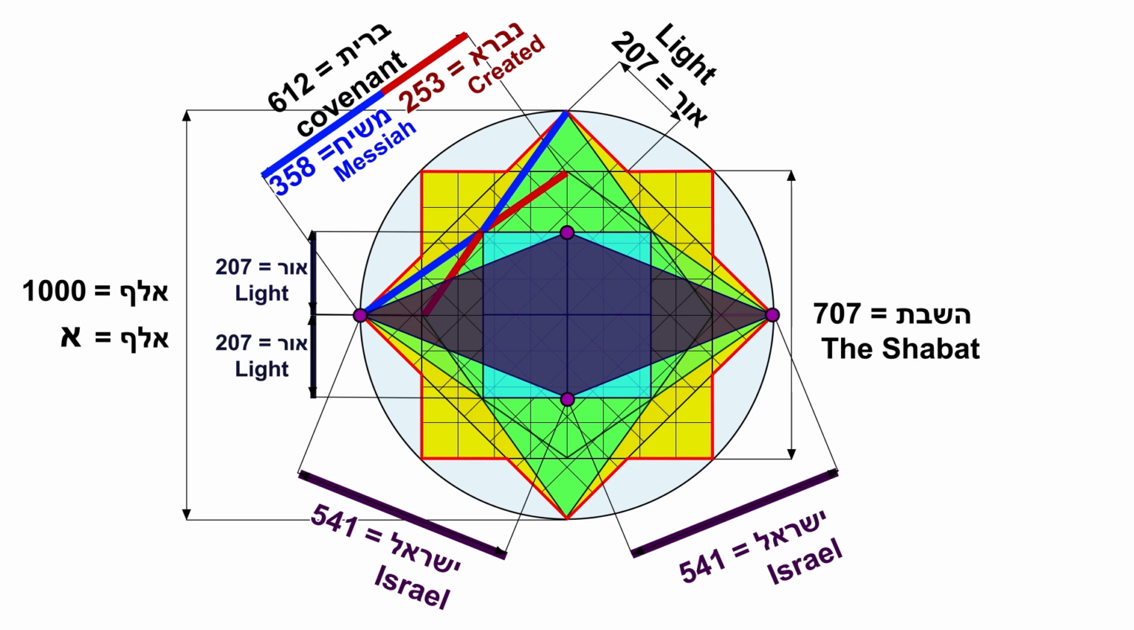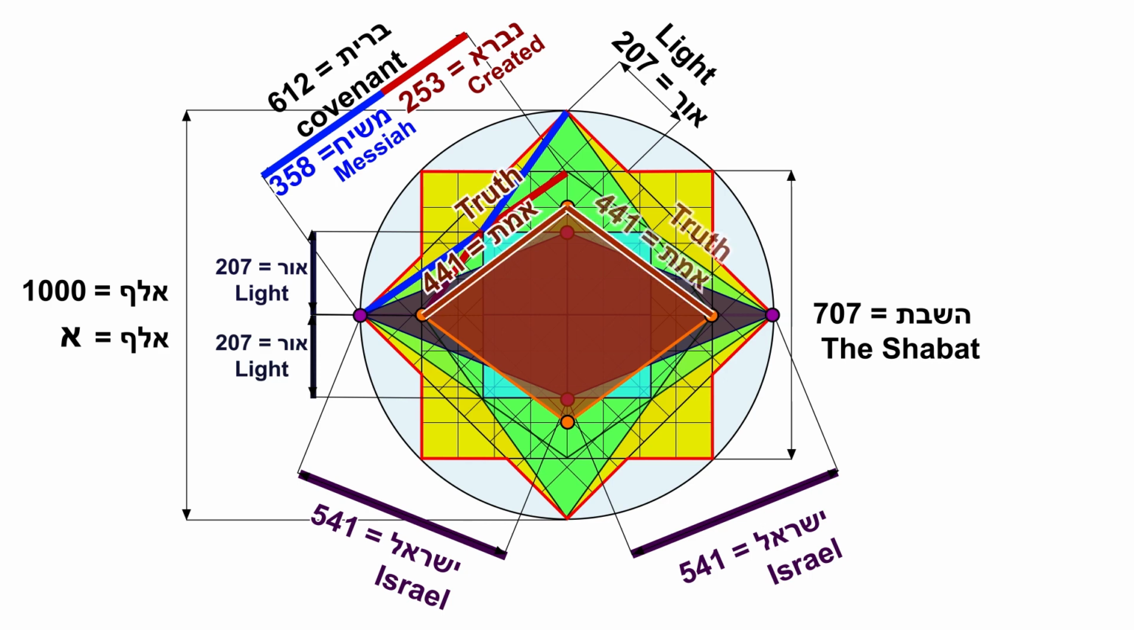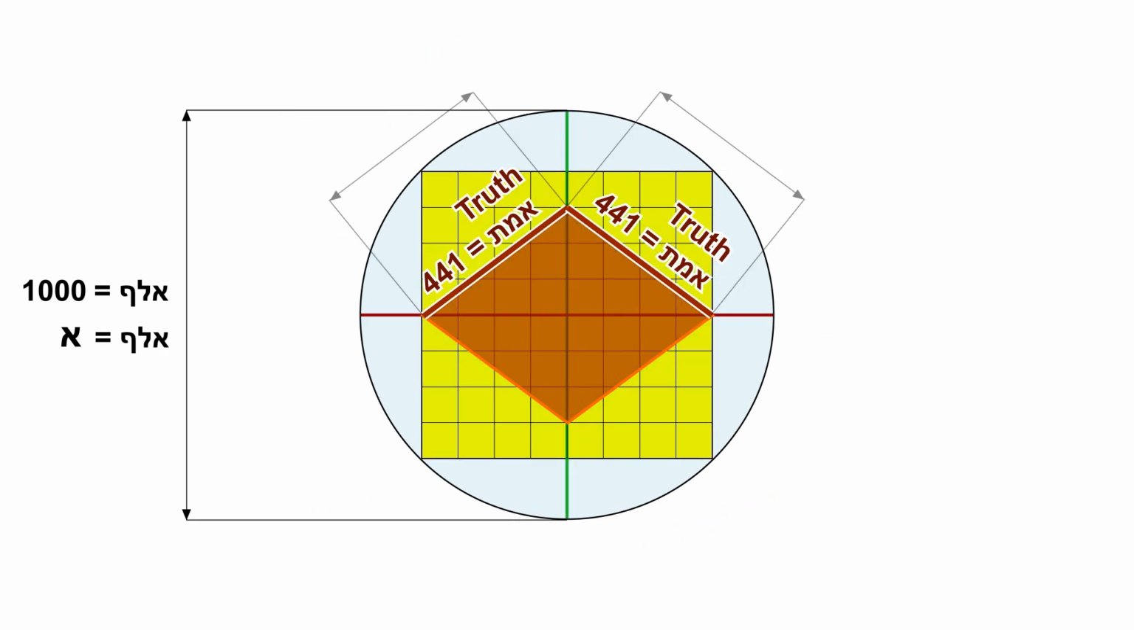541, Israel, is the element connecting inner lights to the Shabbat square, to Aleph as a letter, and as dimension 1000, a reference to the Hebrew language and to the decimal system. 1000 Aleph is simply Aleph in a different punctuation. The quadratic matrix reflects an objective truth, and not only in Hebrew, but in a universal language.